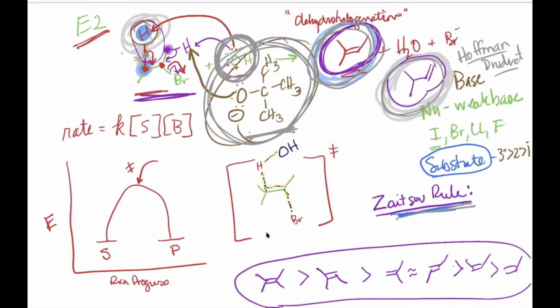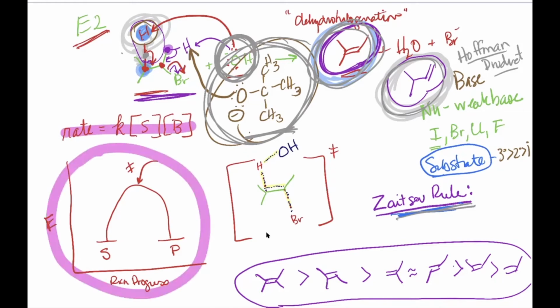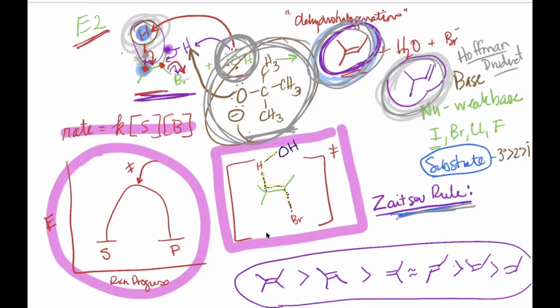So if I quickly recap E2, the rate expression is such that we have a bimolecular reaction. So the rate depends on both the base and the substrate. Our energy diagram is one step, so we have to worry about the transition state. The transition state includes the base and the alkyl halide, and we have this collection of bonds that are broken and formed. The base needs to be a strong charged base for E2.